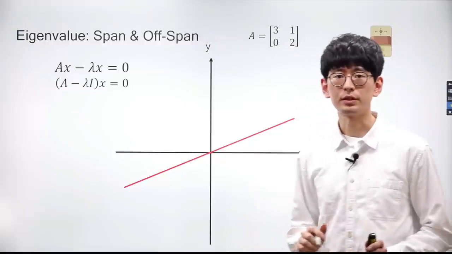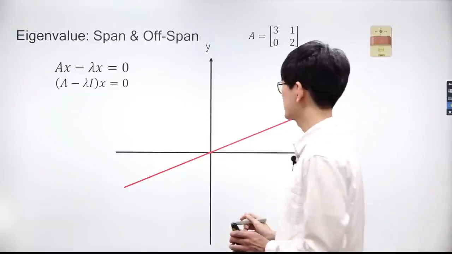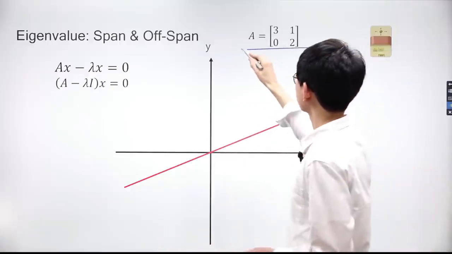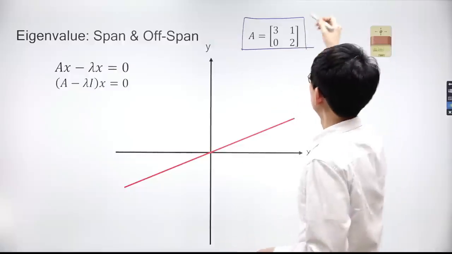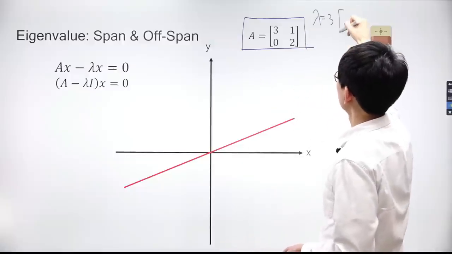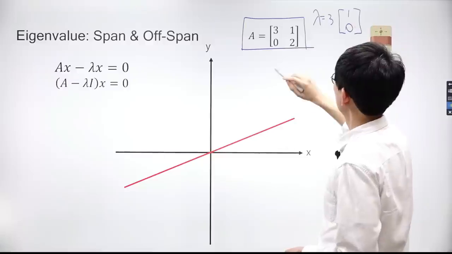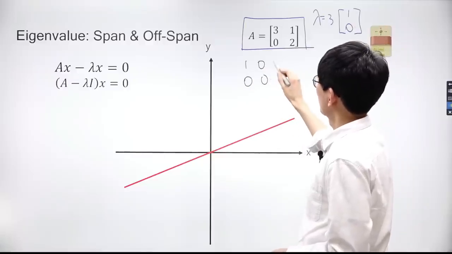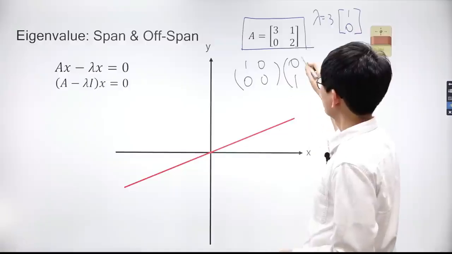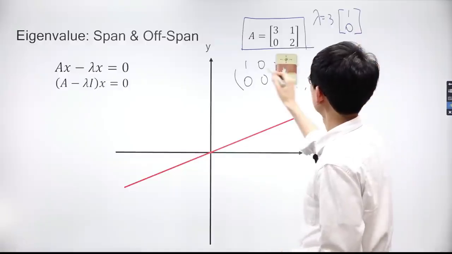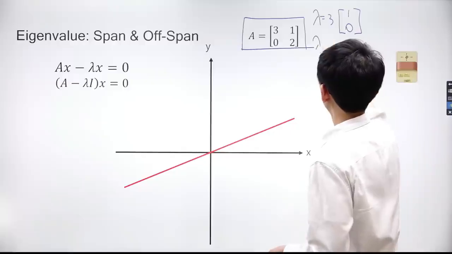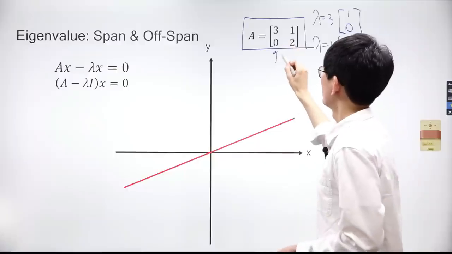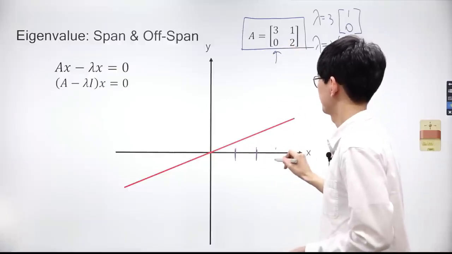Let's delve into the geometric interpretations of eigenvalues and eigenvectors. Imagine a two-dimensional plane displayed on the screen. Earlier, we found that the eigenvector of matrix A is 1, 0, when the eigenvalue is 3. Now let's quickly determine the eigenvector of matrix A for the eigenvalue 2. The values in the matrix A minus lambda I are 1, 0, 0, and 0. Thus, the eigenvector is 0, 1.